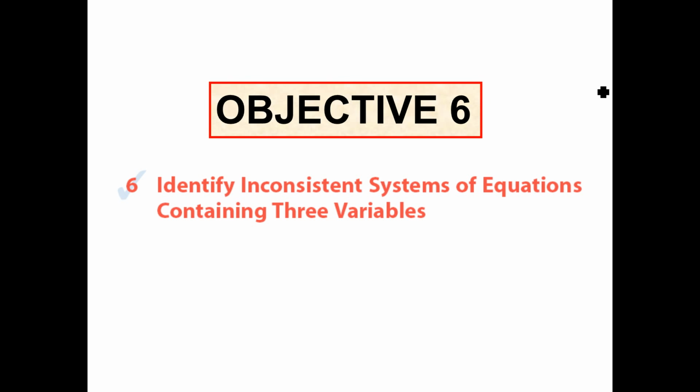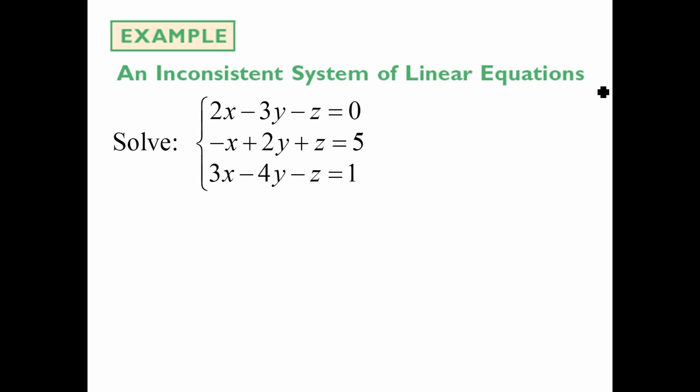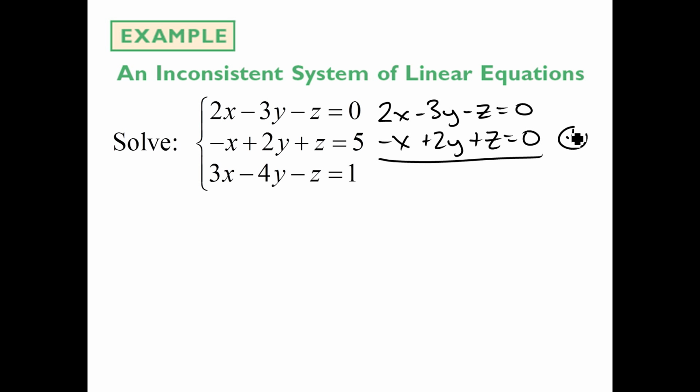Okay, objective 6. Let's identify inconsistent systems of equations containing 3 variables. So, 2x minus 3y minus z. That's equation 1. Let's line it up with equation 2. And the z's are lined up nicely. Let's get rid of them so we can add straight down. And so we'll have x minus y equals 0. z's are out of here.